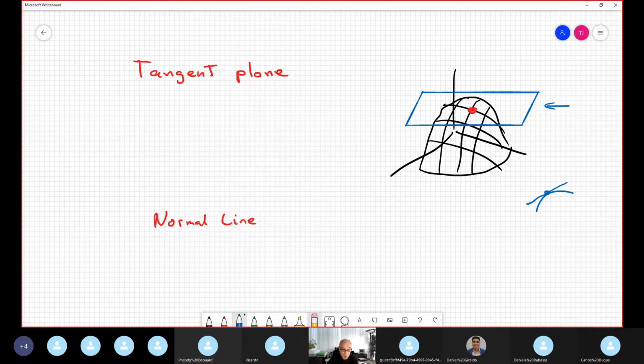A normal line. What is a normal line? Well, a normal line is a line that passes through this point. But it's a line, not a plane, and it's normal to the surface. Okay, let me use another color. Wait. Green. I use it for the normal line. The normal line looks like that.